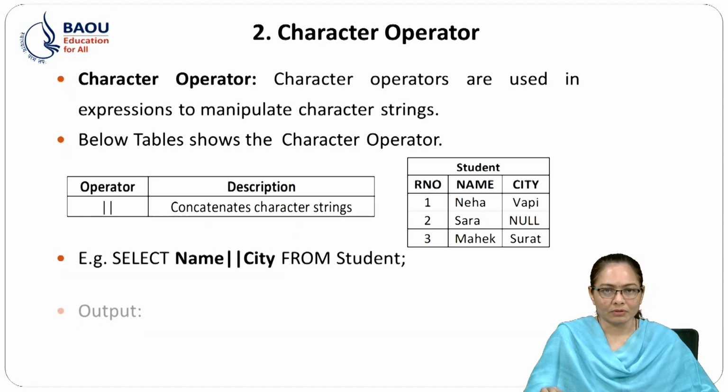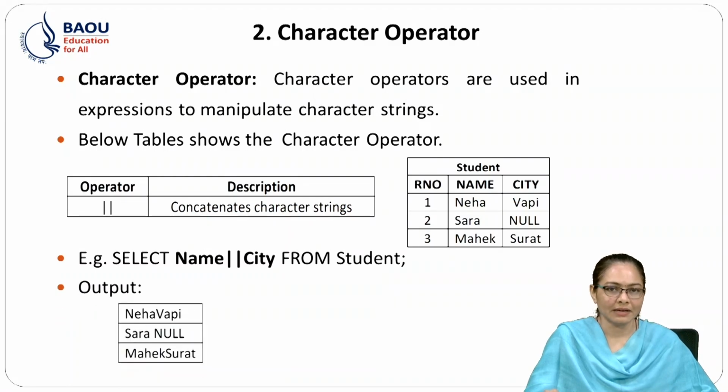In the output of this query, the name and city are displayed together. See, Neha and Vapi are displayed as one string. Sara and Nal are displayed together, and Mahek, Surat is one string. So the double pipeline is a character operator which is used to concatenate two or more strings.